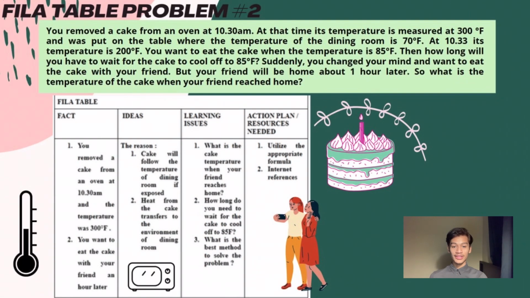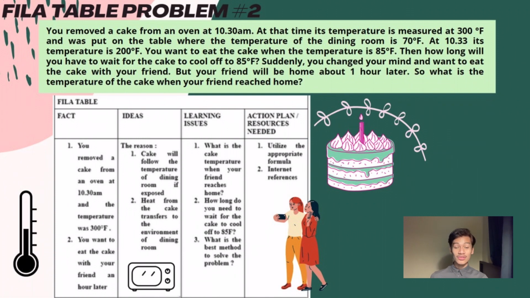Next, problem number 2. The problem statement is you remove a cake from an oven at 10:30 AM. At that time, its temperature is measured at 300 Fahrenheit, and it was put on the table where the temperature of the dining room is 70 Fahrenheit. At 10:33, the temperature is 200 Fahrenheit. You want to eat the cake when the temperature is 85 Fahrenheit. Then how long will you have to wait for the cake to cool off to 85 Fahrenheit?